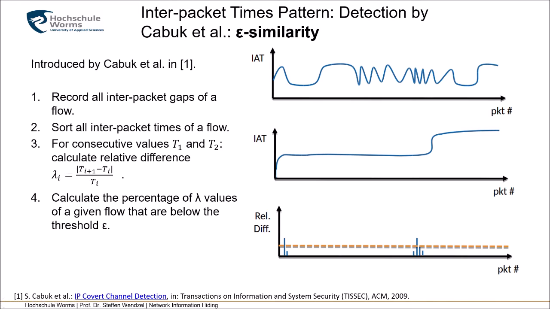You can then count how many of your lambda values, that's the relative differences, are below the threshold epsilon, and then you have an indicator for the presence of a covert channel. The requirement here is that you always take the same number of packets. That's called a window or window size.